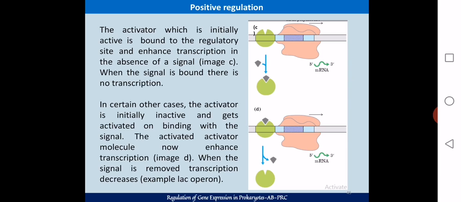But still in bacteria we have certain positive regulatory mechanisms that we will see. The basic concept is that the activator is initially active and is bound to the regulatory site and enhances transcription, and usually this causes a positive regulation. That means there is a positive signal coming due to the binding of this particular protein.